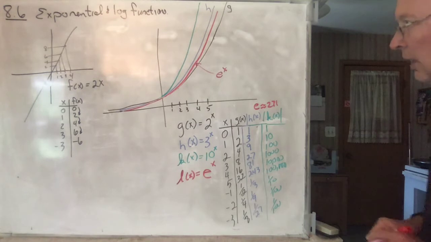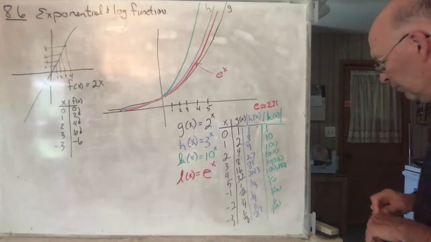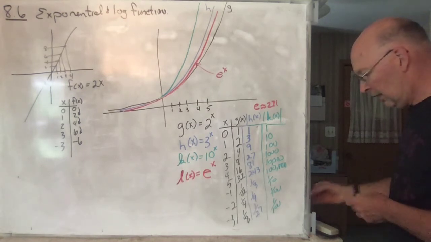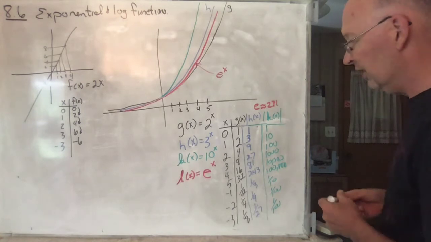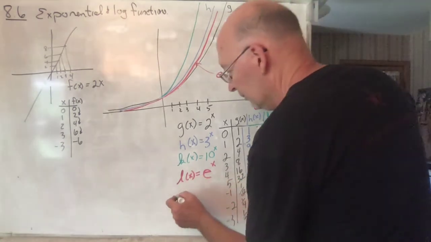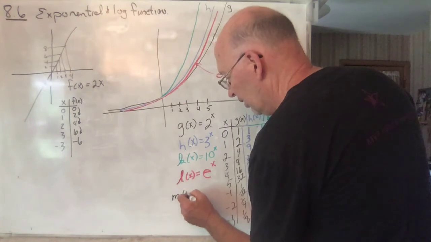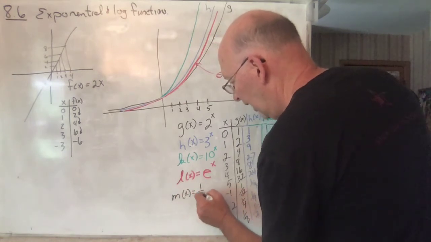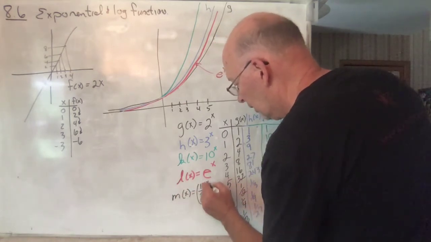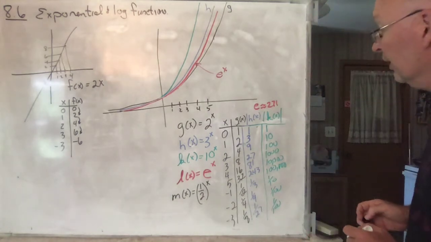Okay? Let's do one more before we go. And this one is going to be, let's see, I'll go m of x. And let's just let it be 1/2 to the x power. Okay, 1/2 to the x power.